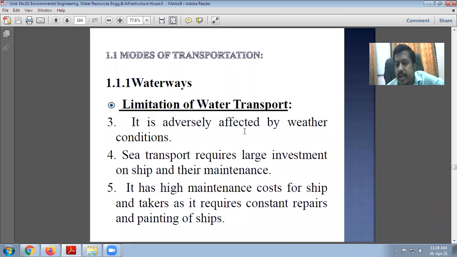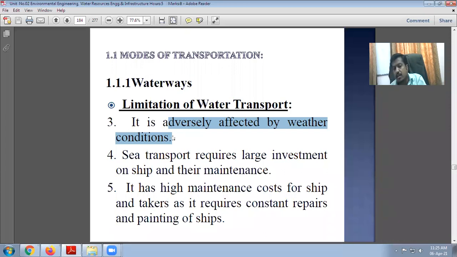Another limitation is that it is adversely affected by the weather conditions. As I told you, water transportation is a weather dependent activity. If the weather is suitable or in our favor, we can go for this mode of transportation. But we never know, if you are in between the ocean, the weather conditions can suddenly change. At that time, nothing is in our hands. So we have to depend on the weather.